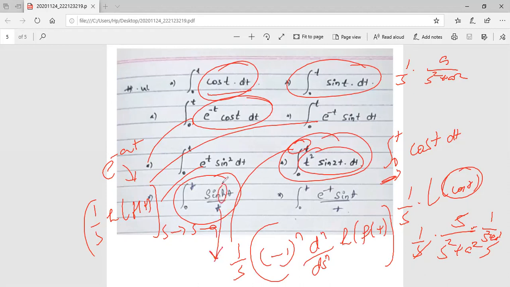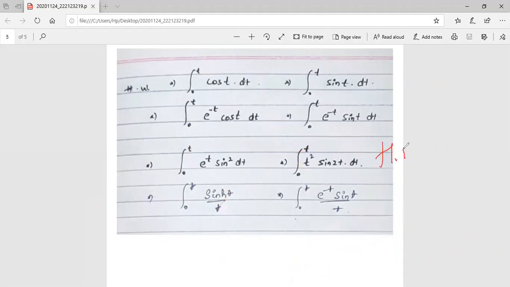Here we have a hyperbolic function. This function is also okay. Try to solve this function. This is homework for you. Try to solve and send me through WhatsApp number.